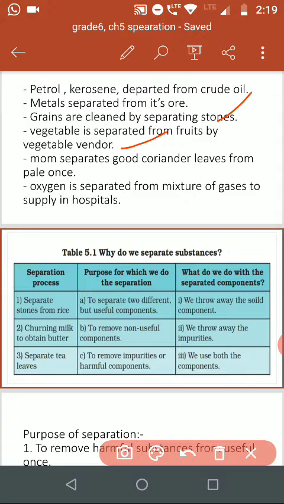Vegetables are separated by the vegetable vendor. Simple example: your mom will bring coriander at home and separate good leaves from the pale ones or the black ones or yellow ones. Next, this is very important. Oxygen is separated from a mixture of gases to be supplied in the hospitals. You would have always heard that in hospital oxygen is given to the patient. For the patient to be given oxygen, you need more pure oxygen, which has to be separated from the mixture of gases. So that is also a type of separation which we do.